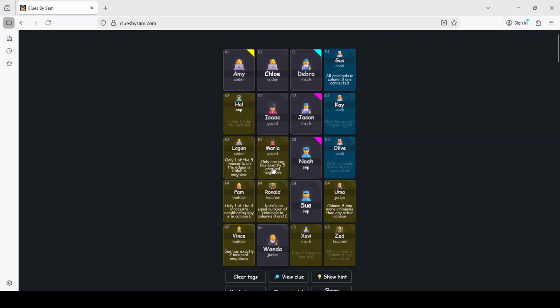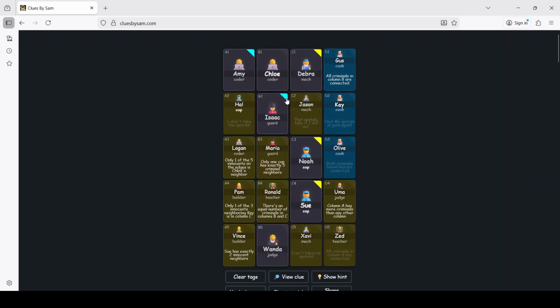Noah first. Let's see what happens if Jason is innocent, Noah is a criminal, Deborah is a criminal, Isaac and Sue are criminals, Amy would have to be innocent. Well, we can already tell, no, that does not work, because that means columns A and C have the same number of criminals, and A needs to have more. So Jason does have to be a criminal here.